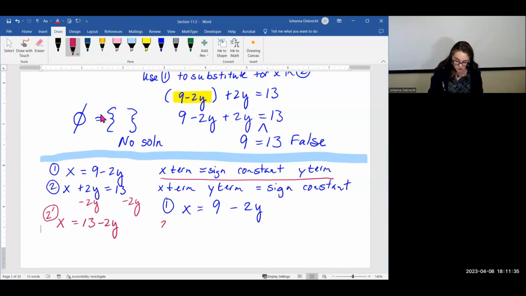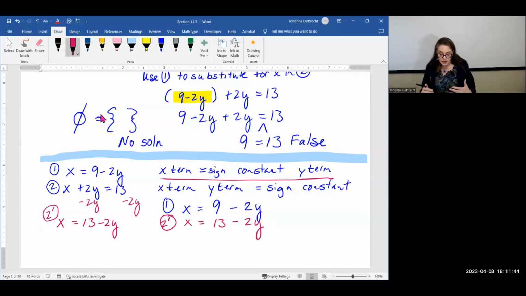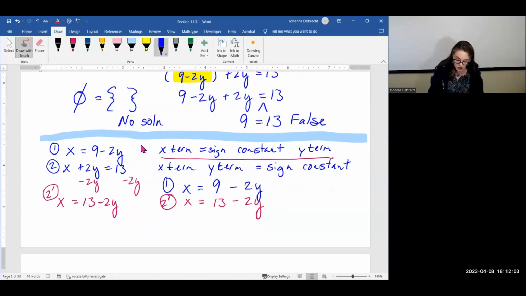So now let's use equation 2 prime, x equals 13 minus 2y. Now I have a problem here. If I want to eliminate x, they have the same coefficient, 1, but they also have the same sign. If I look at the y terms, they have the same coefficient 2, but they're both negative. I need one of them to be opposite. So what I'm going to do, just to save a little bit of time, is take equation 1 and multiply by a negative 1.